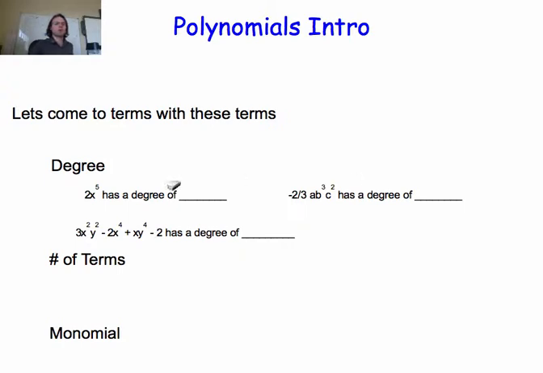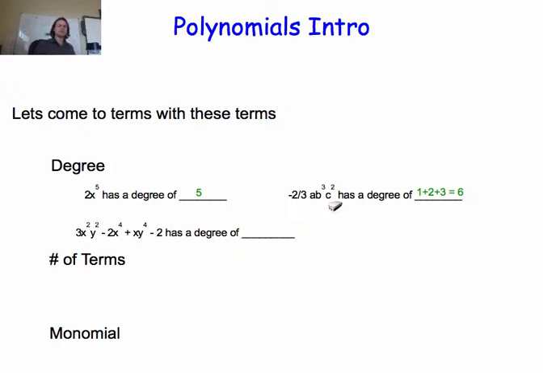My first one here, we have 2x to the power of 5. I look at just that 5, and it's going to be a degree of 5. Now the next one is negative 2 over 3 multiplied by a, b to the power of 3, c to the power of 2. What degree does it have? Well, all of these things are multiplied together. If you remember my exponent rules, we add exponents when they're multiplied together. So this is all one term. We needed an addition sign or a subtraction sign in between to separate terms.